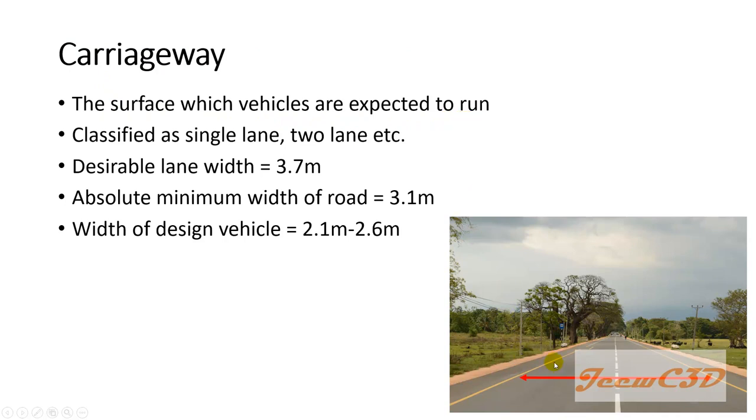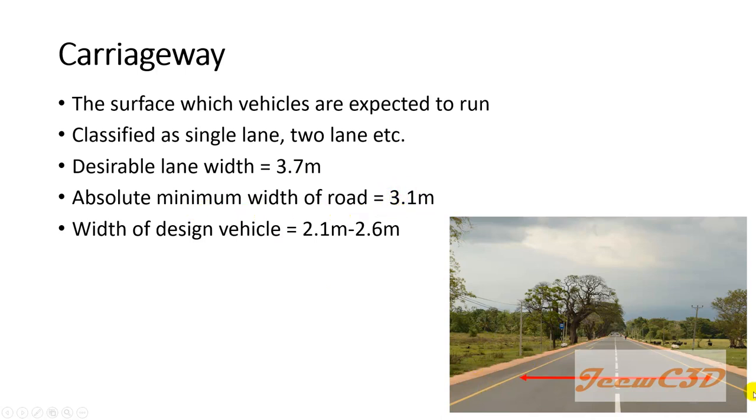So if you see this image, you have two yellow marks. The width between these two yellow marks, or the lane edges, is called the carriageway. So this is where your vehicles are expected to run. In Sri Lanka, we call the desirable lane width 3.7 meters. But it's kind of a larger value. Normally we are using less than that, maybe 3.5, 3.6 likewise. And if you are using a minimum value for the road width, the absolute minimum should be 3.1 meters.